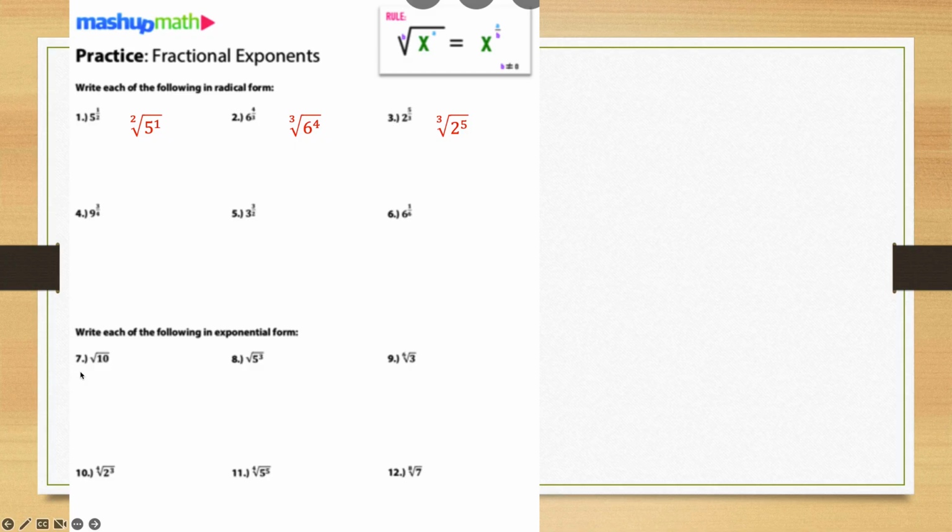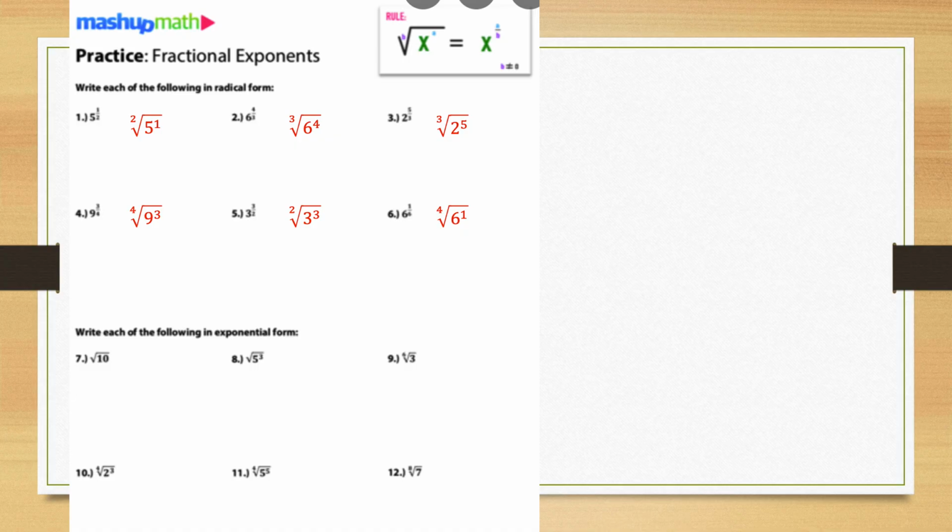All right, now I think you've got the pattern down pat. Let's try numbers 4 through 6. Go ahead. Okay, so for the next one, 9 to the 3/4 would be the 4th root of 9 cubed. Next, 3 to the 3/2 would be the square root of 3 cubed. And the next, 6 to the 1/4 would be the 4th root of 6 to the 1st power.